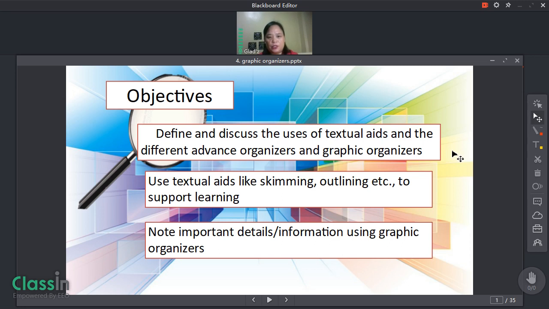It's time again to learn and fill our mind with knowledge in our lessons for today. So, to start with our discussion, let us have first our today's objectives. Define and discuss the uses of textual aids and the different advanced organizers and graphic organizers. Use textual aids like skimming, outlining, etc. to support learning, and note important details and information using graphic organizers.